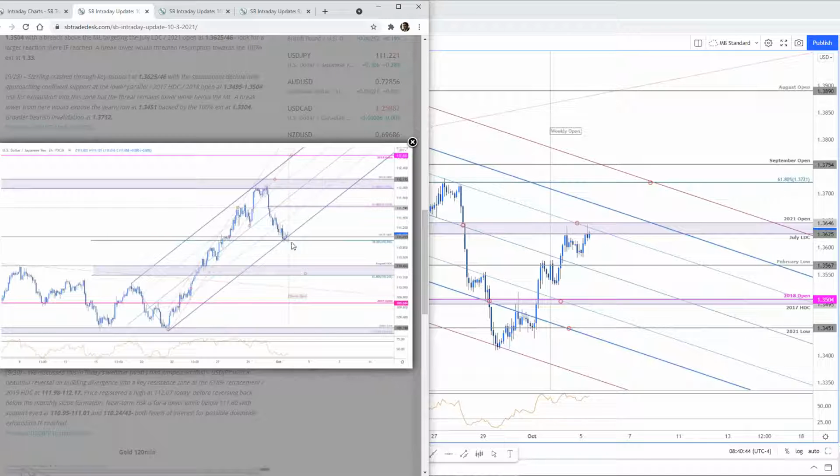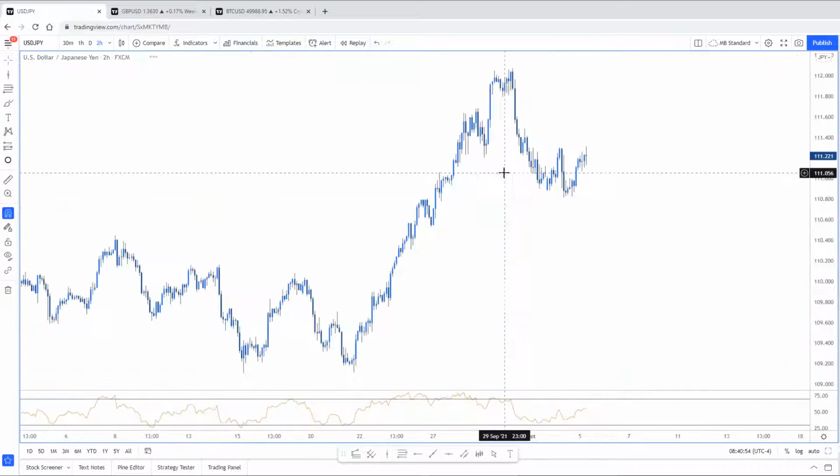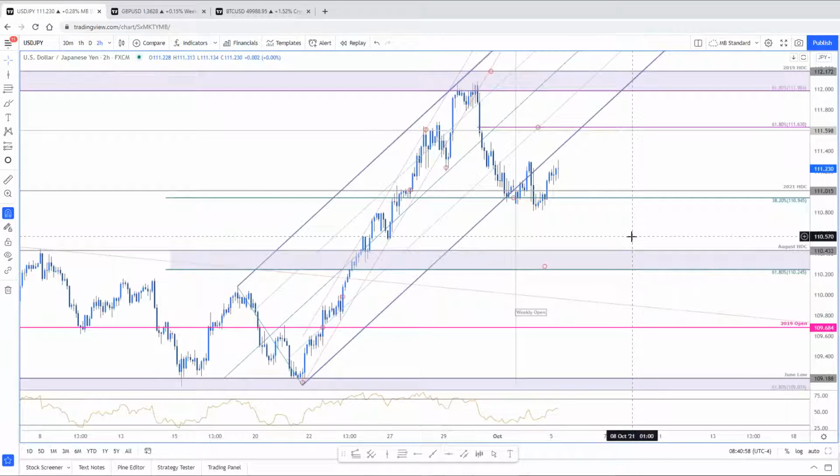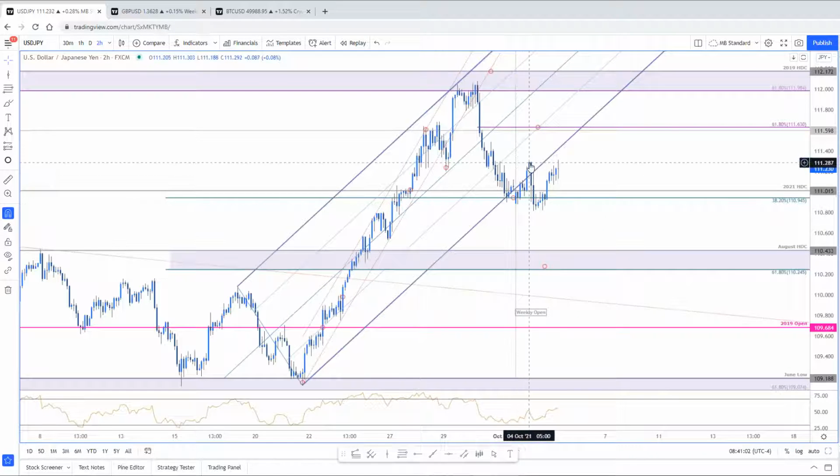We really want to see what kind of reaction we got right at 111, 110.95, a 38.2, the 2021 high day close, big level. Here's dollar yen now. Kind of messy. Here's the weekly open. You set a high, you set a low. Weekly opening range almost seems set.